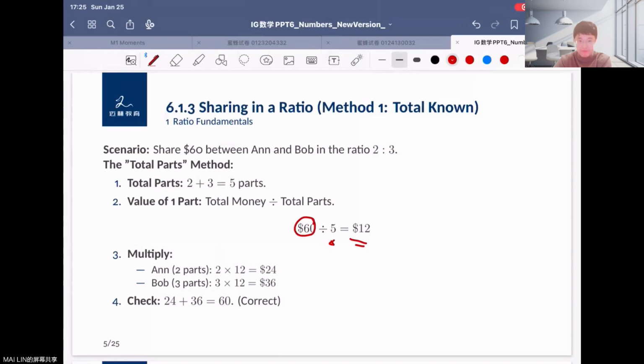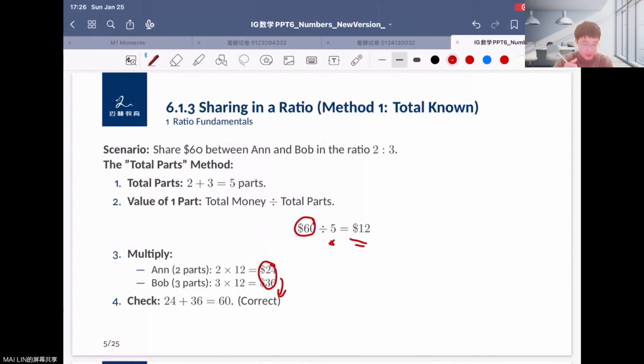And then you can say, for Anne we have 2 parts, and Bob we have 3 parts. Using 2 times 12 equals 24 for Anne, and 3 times 12 equals 36 for Bob, okay? And you can make a final check at the last step: 24 plus 36 equals 60, right? So that is how we can calculate by ratios. This is just a very basic understanding of ratios. You can just consider the parts, right?